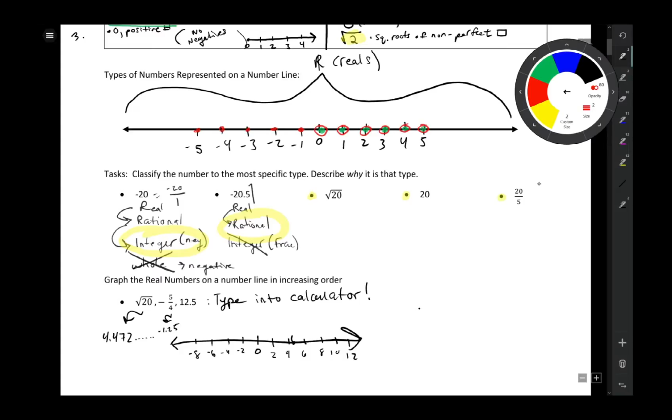So make sure you're writing square root of 20. It's not 4.472 terminating, it's the square root of 20. So it's about in there. Negative 1.25. Here would be -1, so it's a little bit more. Okay, negative 1.25. And 12.5, 12, say maybe here's 14, 13 and a half. Okay, the key thing is write down square root of 20, and just take your time.